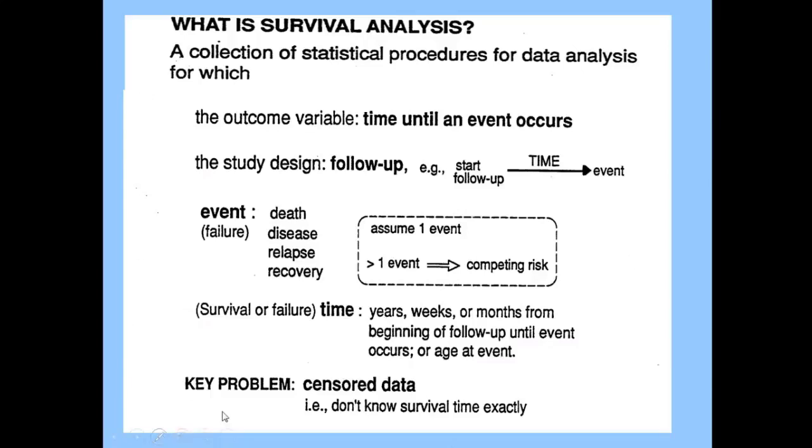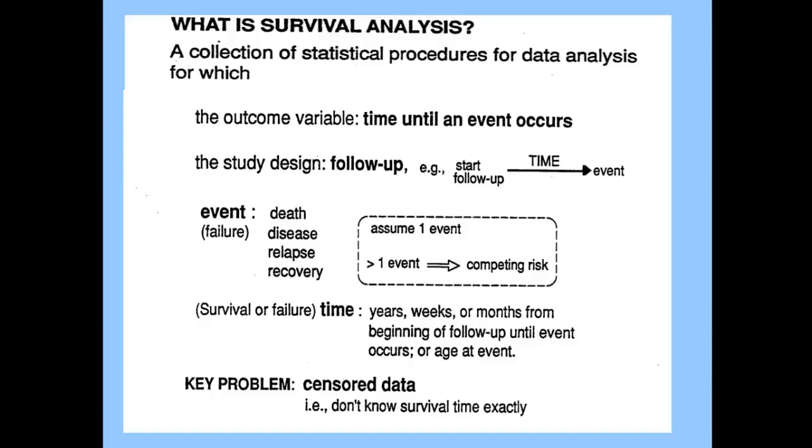But now, a key problem, as we already saw from the example, is that you might not know the survival time exactly for everybody. You might, but in many situations, you don't know the survival time. You follow people for a certain amount of time, and they leave the study. They leave the community. You don't know what happened to them. They dropped out of the study.